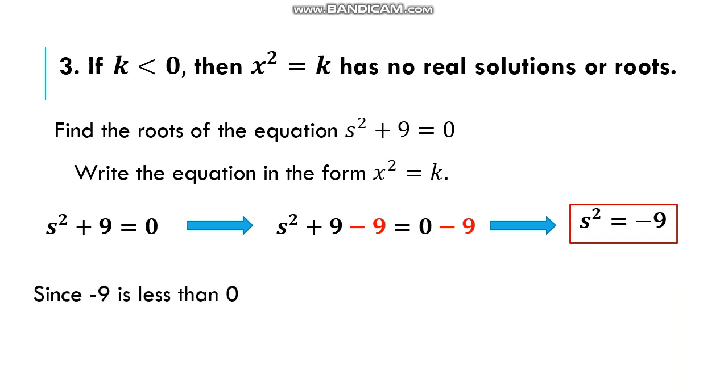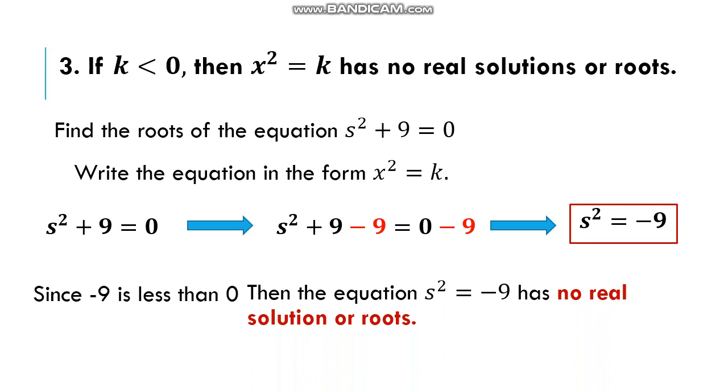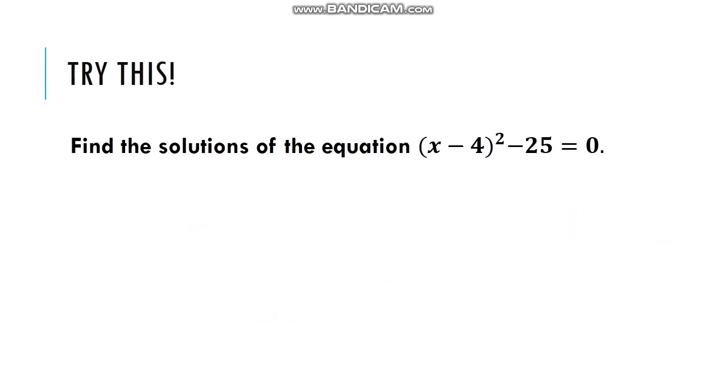Since negative 9 is less than 0, then the equation s squared is equal to negative 9 has no real solution or roots. Try this. Find the solutions of the equation (x minus 4) squared minus 25 is equal to 0. Have fun!